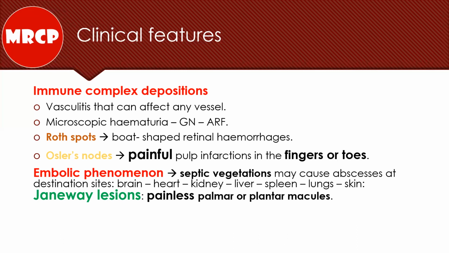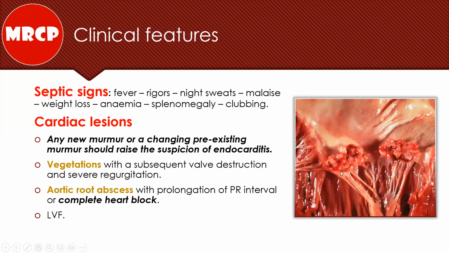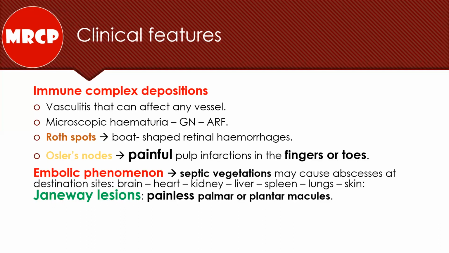Again, embolic phenomenon due to septic vegetations that cause microabscesses and distal lesions. By septic vegetations I mean fragments of the vegetations, and this fragmentation will travel across the systemic circulation to destination sites, including the brain. I saw one patient with mycotic aneurysms and multiple cerebral abscesses before as a complication of infective endocarditis. The heart can be affected also, kidney, liver, spleen, lung, and the skin.